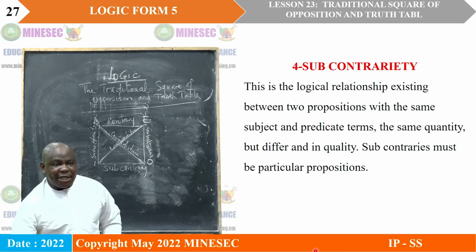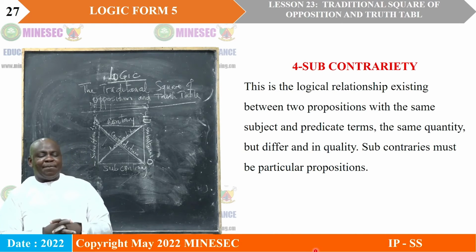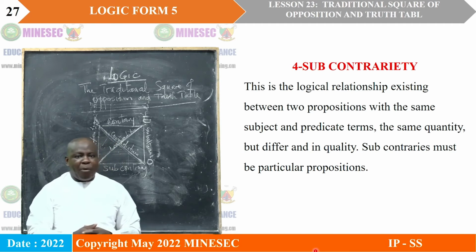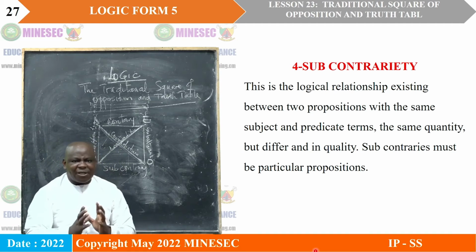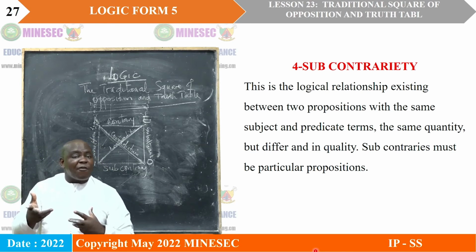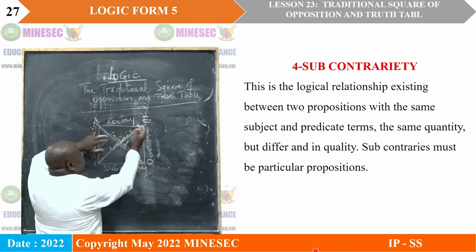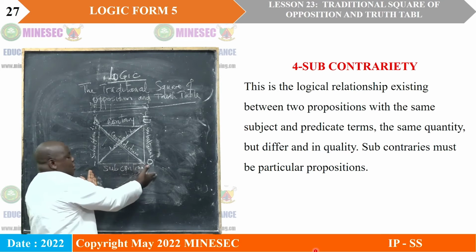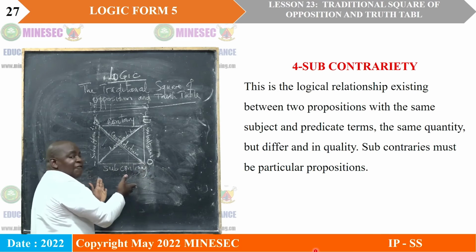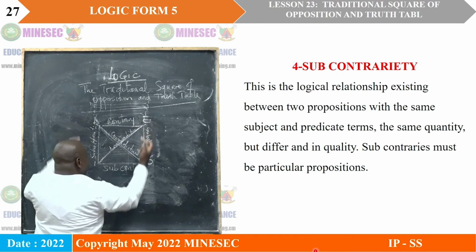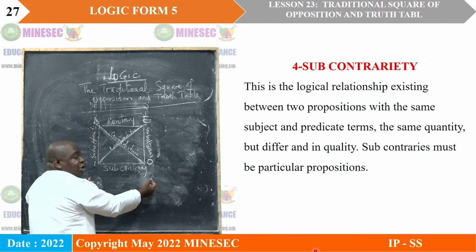The fourth aspect is subcontrariety pairs. That's the last aspect that we're going to look at in opposition. What is subcontrariety first and foremost? This is first the opposite of contrariety. If contrary opposition is A and E, therefore subcontrariety as the opposite will be I and O propositions. If contrary is the relationship between two universals, subcontrariety will be the relationship between two particular propositions.